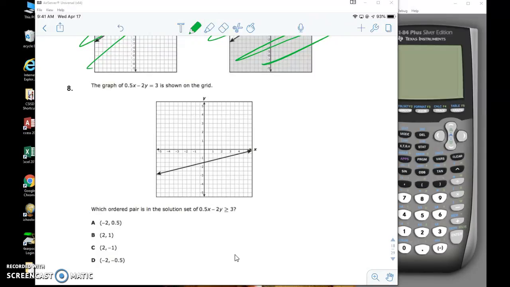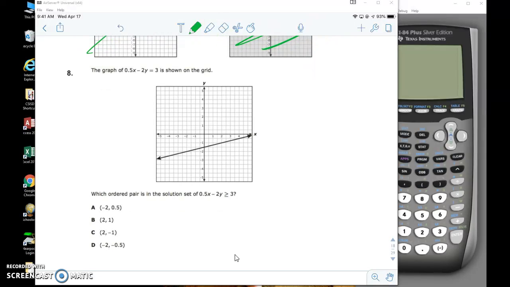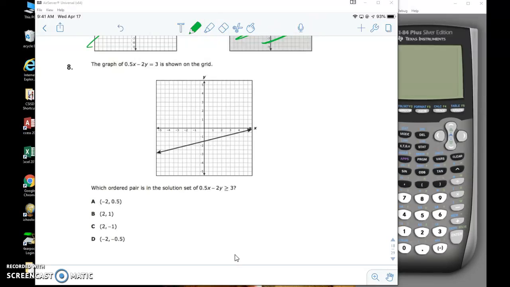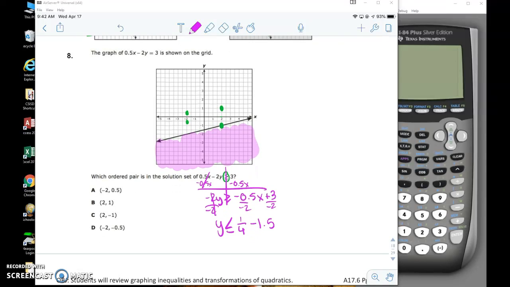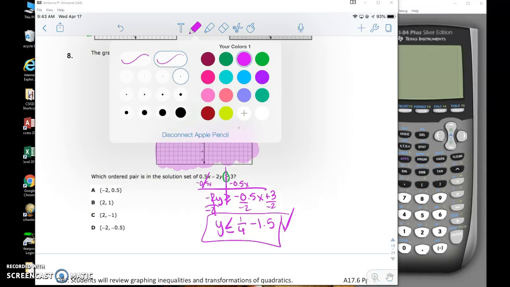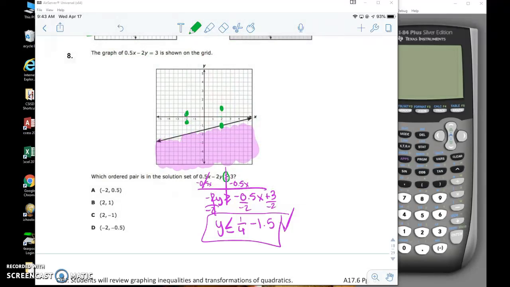The graph of 0.5x minus 2y equals 3 is shown on the grid. Which ordered pair is in the solution if you change this to greater than or equal to? There are a few different ways you could have solved this. You could have solved your inequality for y, remembering that you need to flip the inequality symbol when you divide by a negative, and this tells you that you would have shaded down. Or you could have just graphed all of these points and looked for the one that was different.